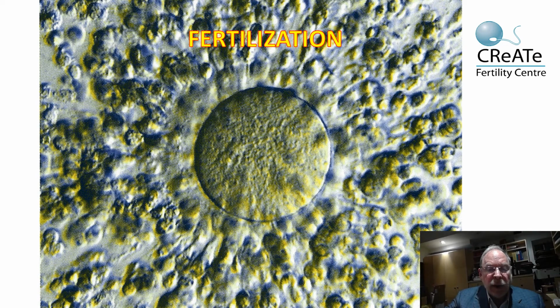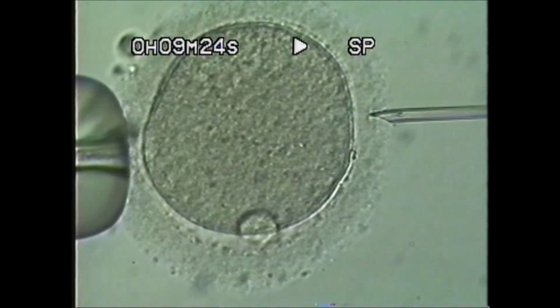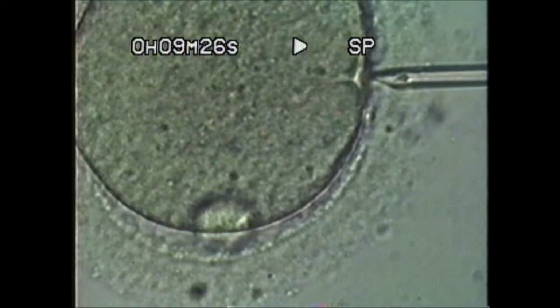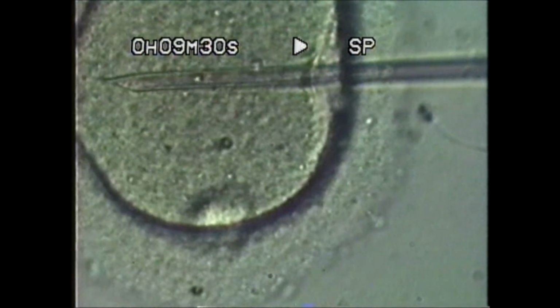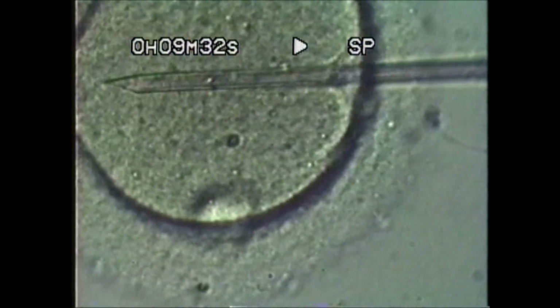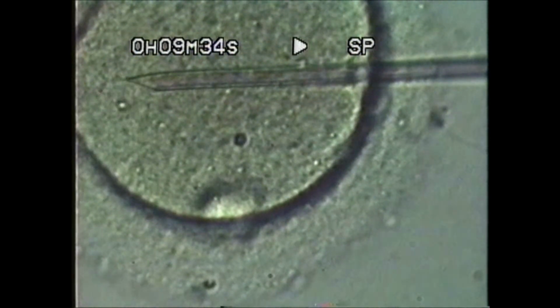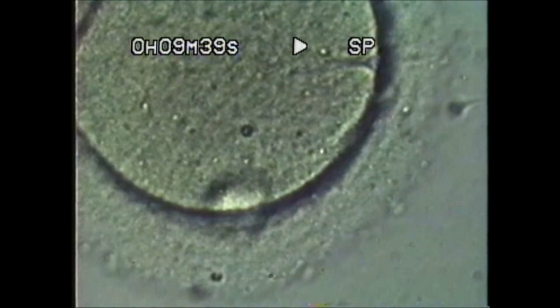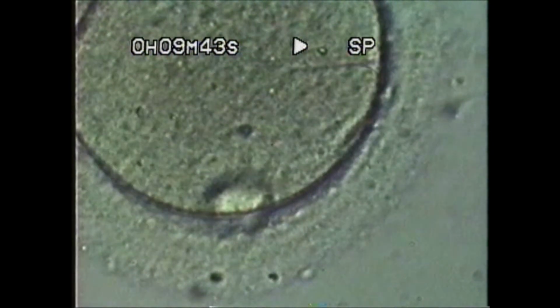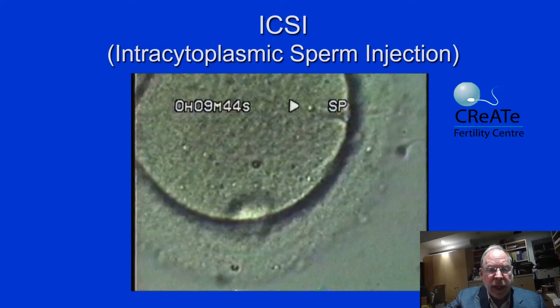So what about fertilization? We can fertilize eggs by just mixing them with sperm, or we can actually inject sperm into the egg. This shows a technique called ICSI, or intracytoplasmic sperm injection, where a sperm is injected right into the egg. This technique is very often used in IVF to help with low sperm counts, and also when we do genetic testing of embryos, as I'll talk about later.